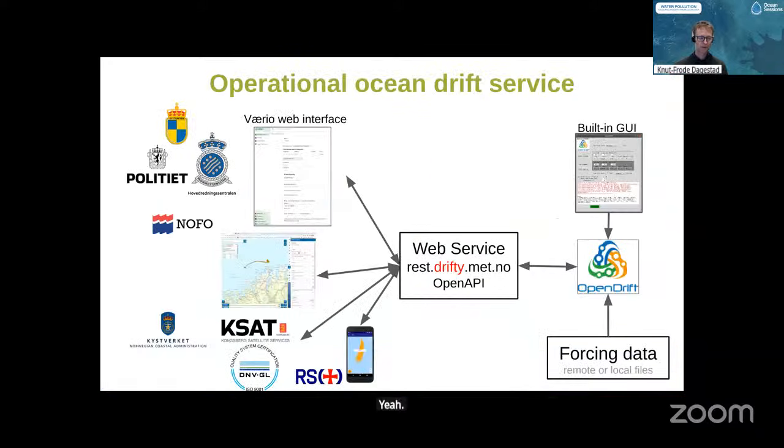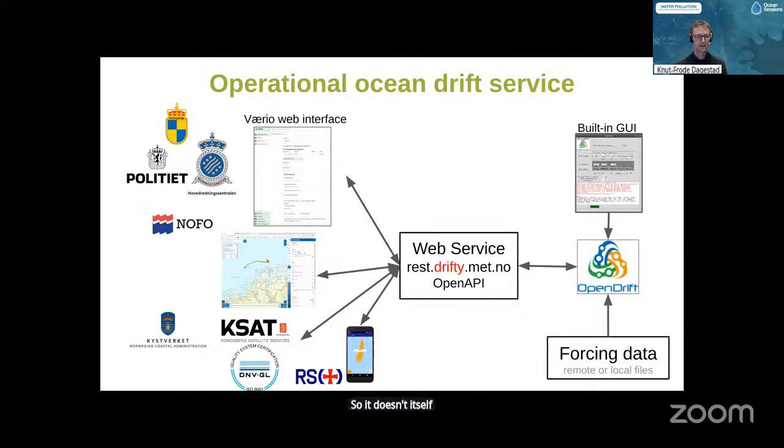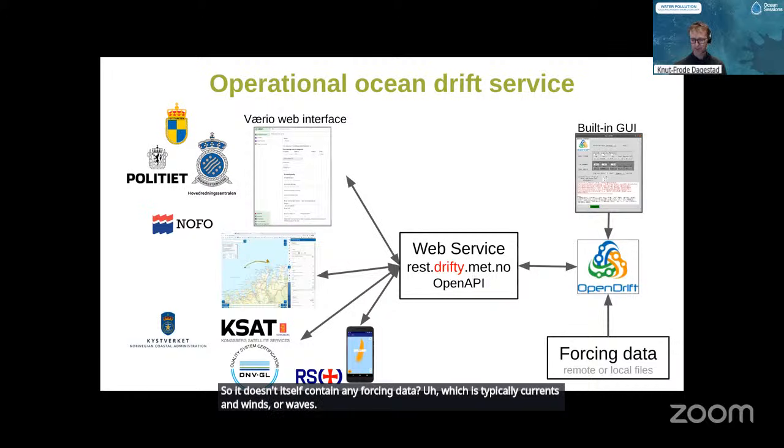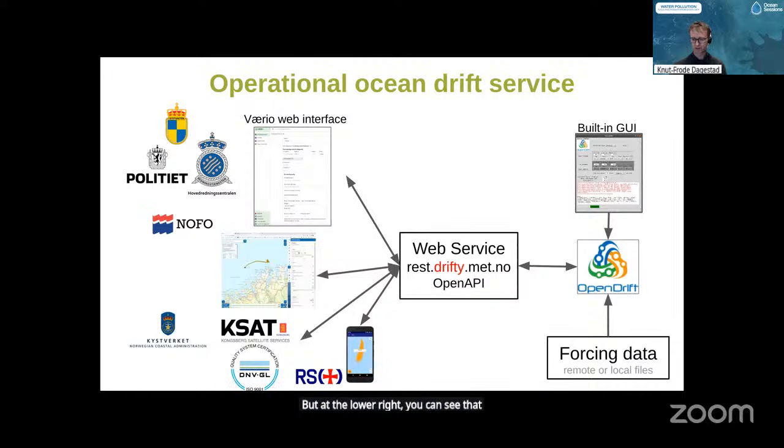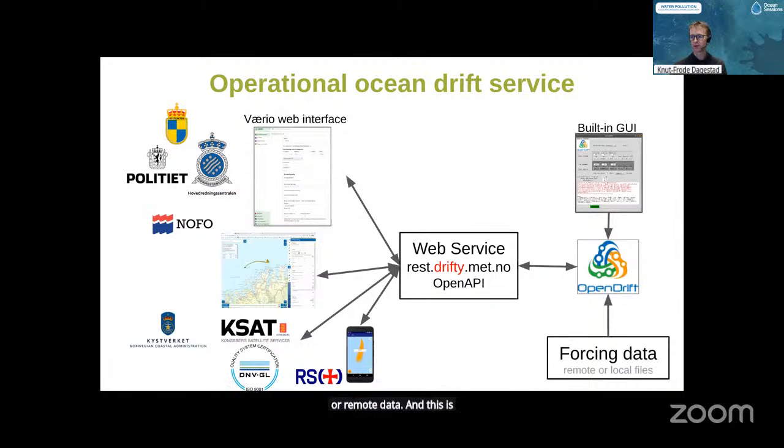This schematic shows how the service works. Starting at the right, you see again the OpenDrift tool, which is open source Python that anyone can download and use. It doesn't itself contain any forcing data, which is typically currents, winds or waves. At the lower right, you can see that you need to ingest forcing data that can be either local files that you have or remote data. This is where Copernicus comes in. That's one of the main data sources that we use for our forecast. If you know Python, you can use it through the Python API, or you can use the built-in graphical application that comes with OpenDrift, which you see at the top right.